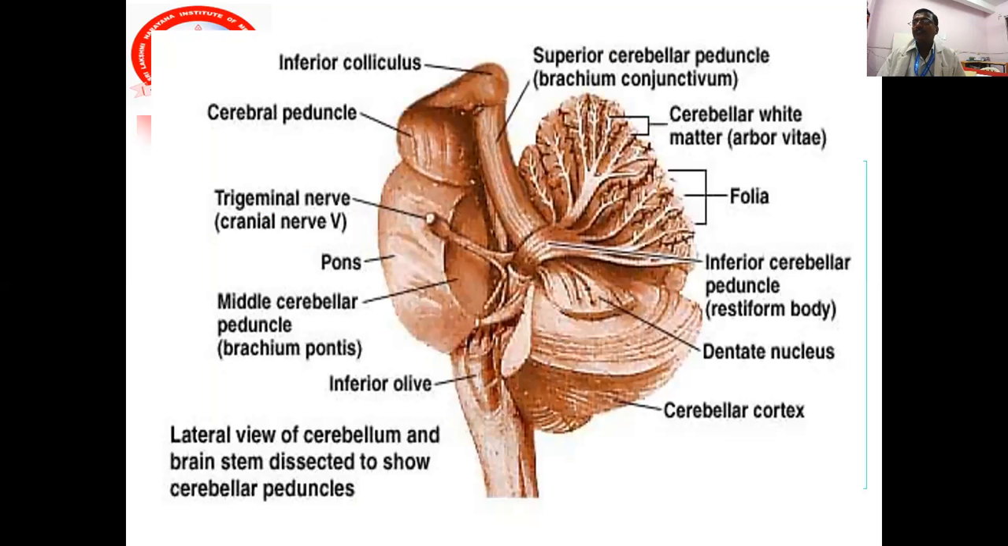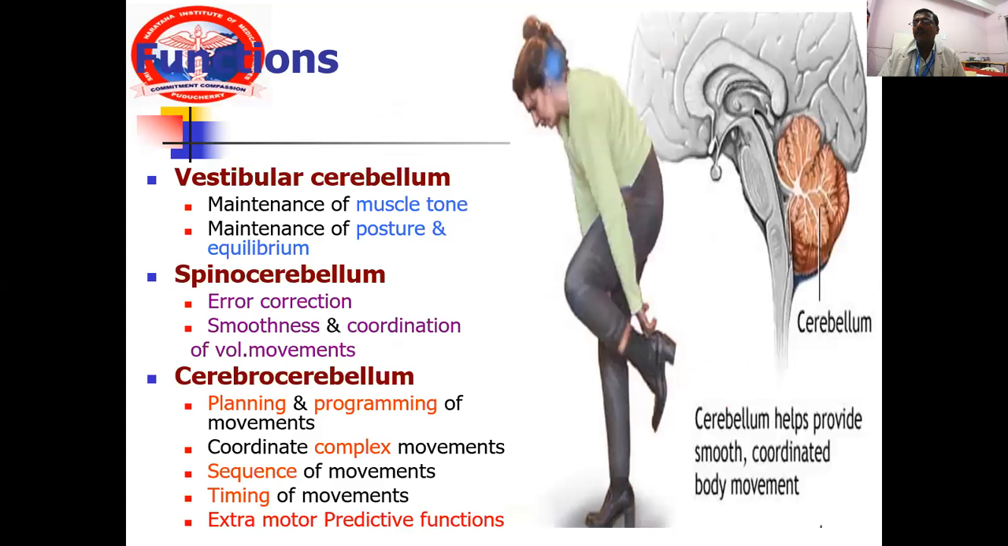This is the schematic picture of the cerebellum along with the midbrain, showing all parts of the cerebellum. Now we are coming to the functions of the cerebellum. The vestibular cerebellum is responsible for the maintenance of muscle tone, posture and equilibrium. See the lady now able to stand on one limb and adjust the other limb, like wearing shoes, without supporting the body on any other place. Just holding the whole body on one leg while raising and adjusting the other leg. That is the maintenance of muscle tone and posture with equilibrium.